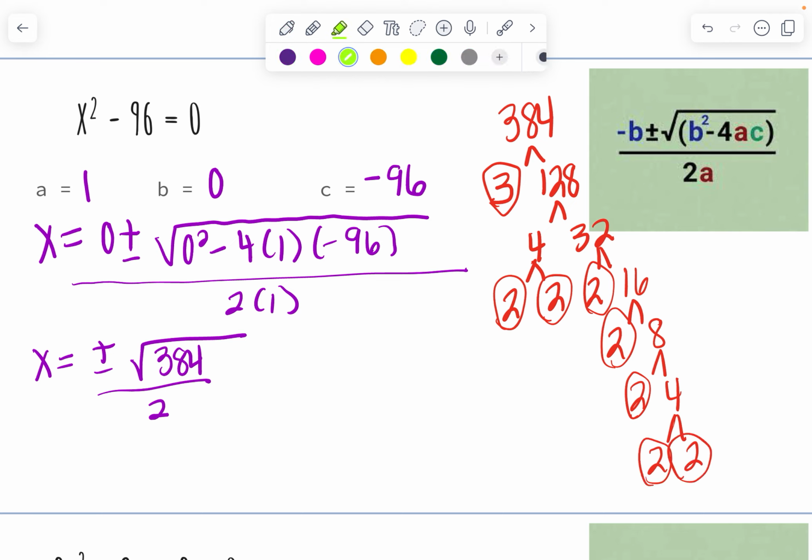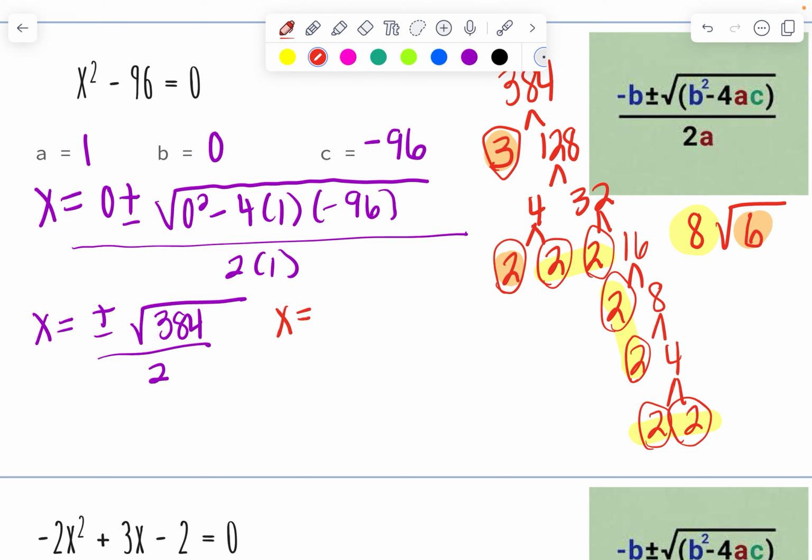So it looks like we have lots of pairs of 2s here. 1 pair of 2s, 2 pairs of 2s, 3 pairs of 2s. If I take all of those out, that would be 8. And it looks like we're left with a 2 and a 3, which will give me 6.